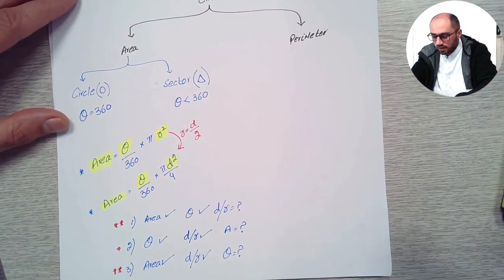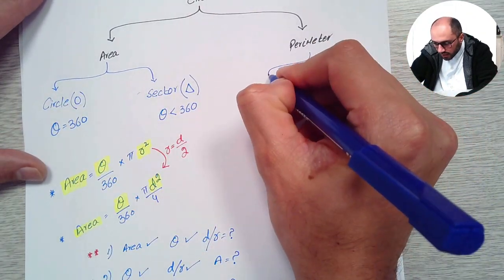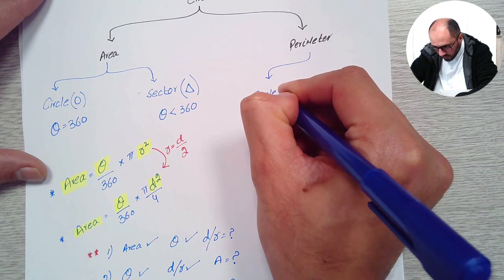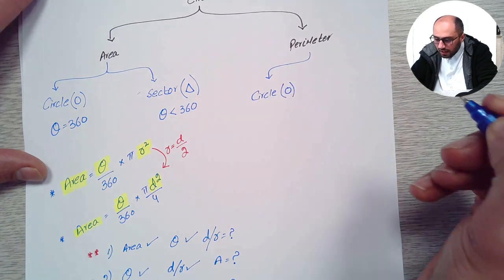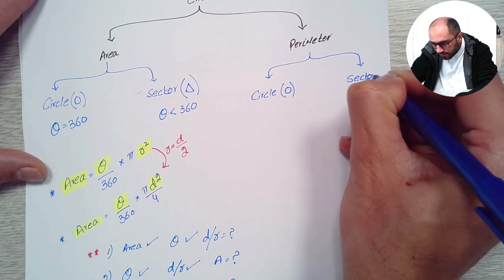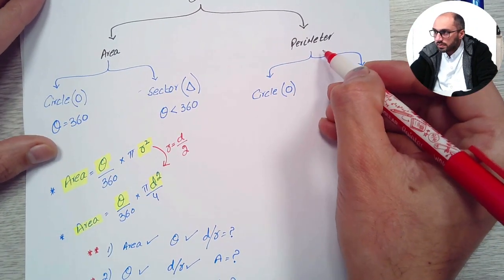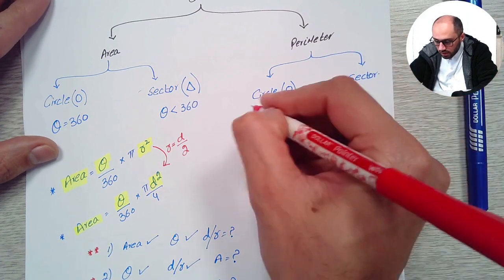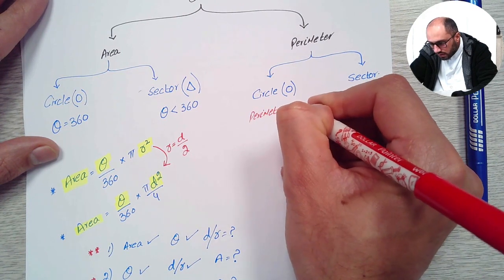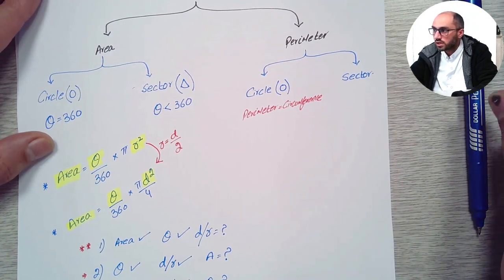Now let's consider the other side. When it comes to perimeters, we'll have again two situations. They may ask you to work out the perimeter of a circle, which is a full circle, or they may ask you to work out the perimeter of a sector. Now you have to remember in this case, when it is about the circle, they'll not use the word perimeter anymore. They will use the word circumference. So here perimeter will be the same as circumference. In the sector case, it will still remain perimeter.